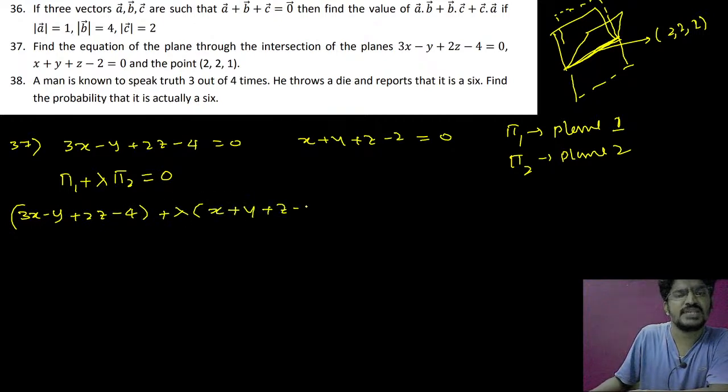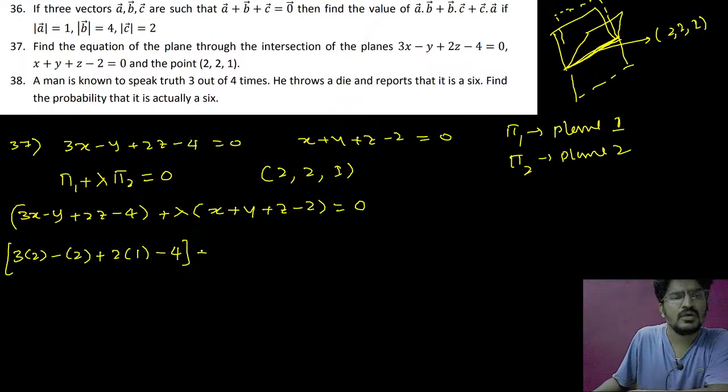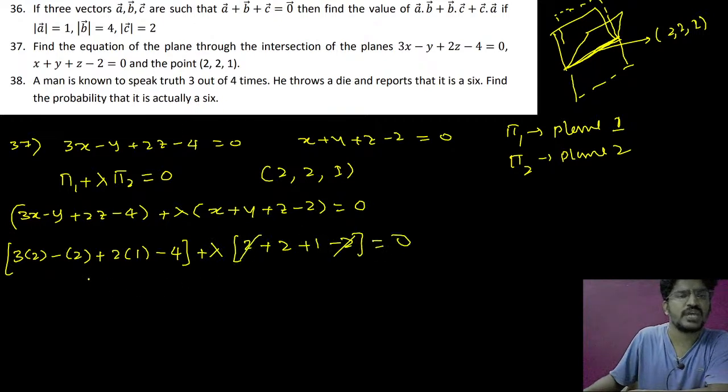(x plus y plus z minus 2) equal to 0. And the point is (2, 2, 1). Put it in the place of x, y, z. 3 into 2 is 6, minus y which is 2, plus z which is 1, minus 4. Plus lambda times (x is 2, y is 2, z is 1, minus 2) equal to 0. Minus 2 plus 2 cancelled. 3 into 2 is 6, 6 minus 4 is 2, plus 2 plus 1 is 3. 3 lambda equal to 0.